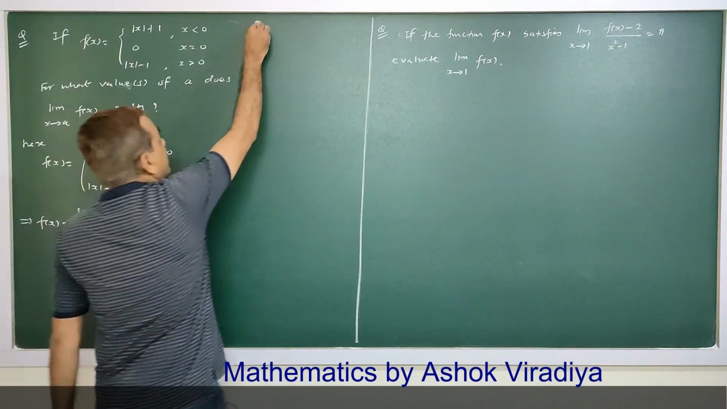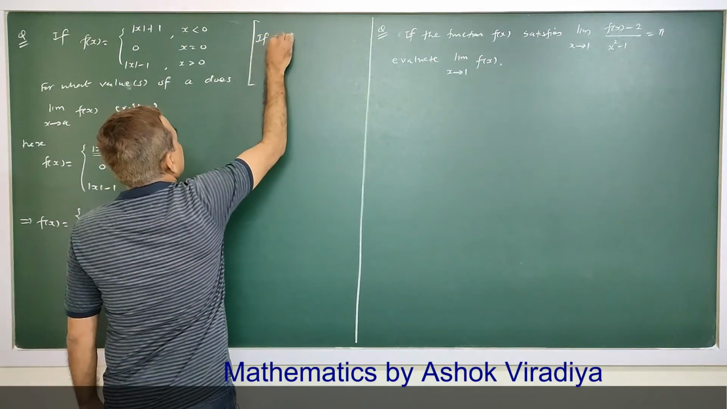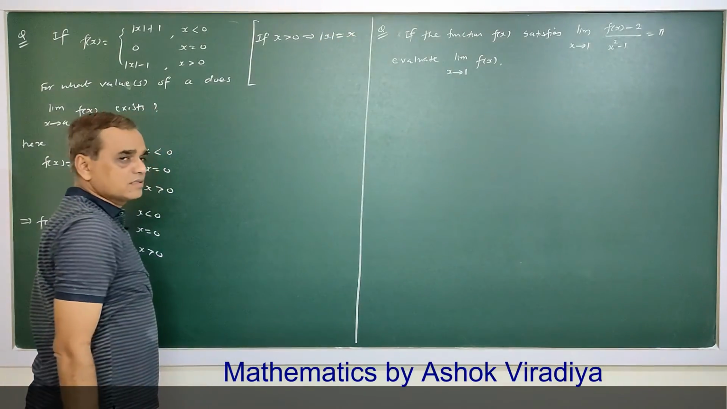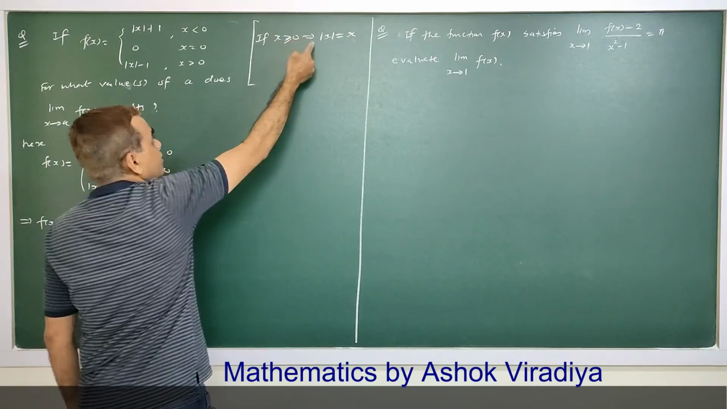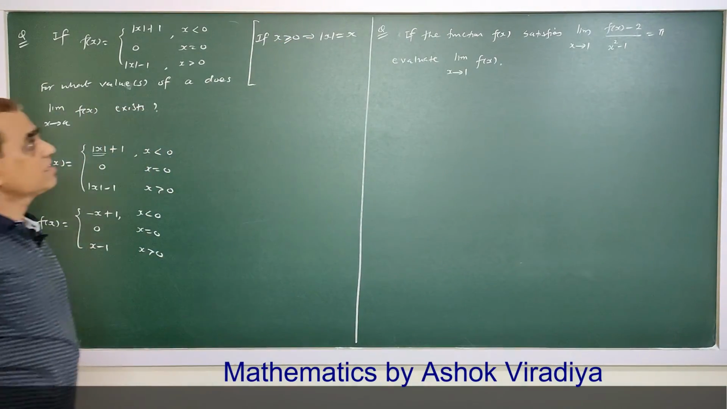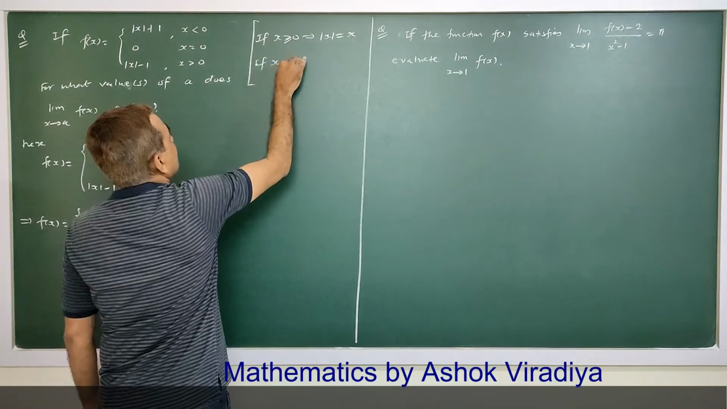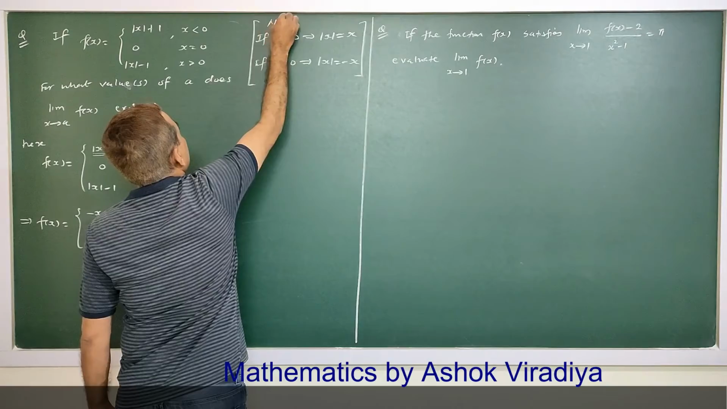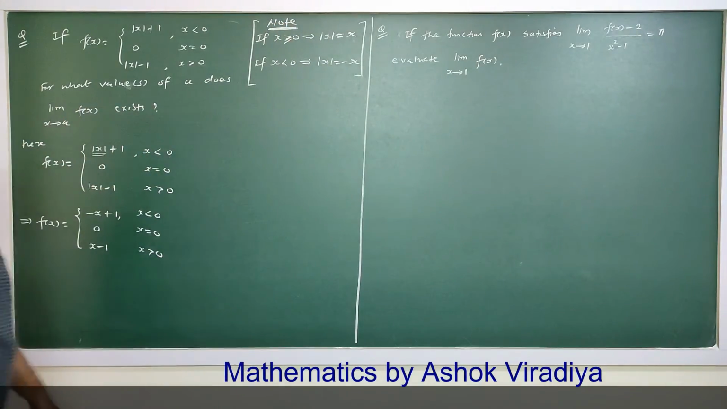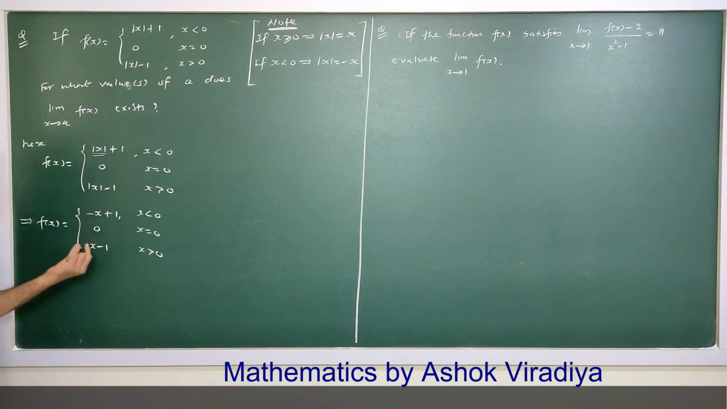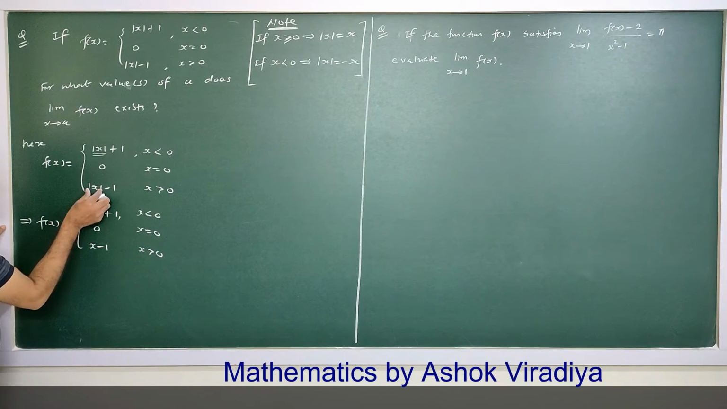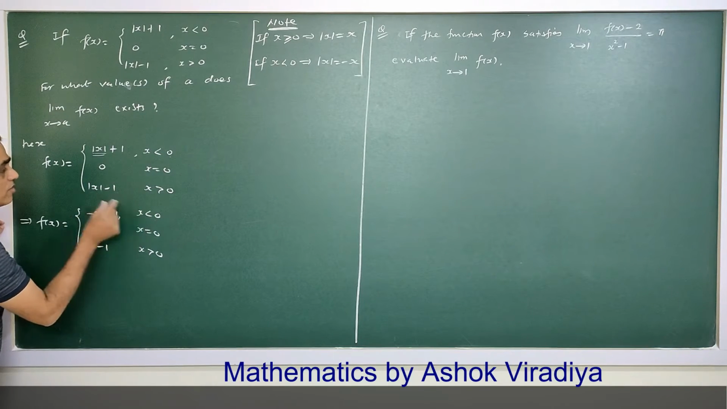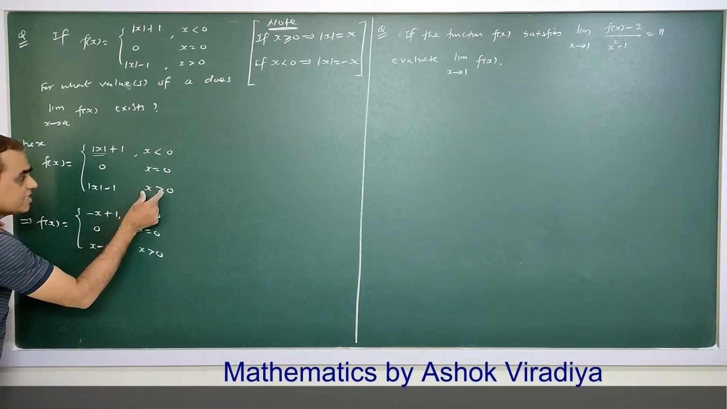Say we are using definition of modulus. If x is more than 0, modulus x is x. If x is equal to 0, then also we can say modulus x is x. If x is less than 0, modulus x is minus x. This note we are using. So here modulus x is minus x because x is less than 0. And modulus x is x because x is more than 0.